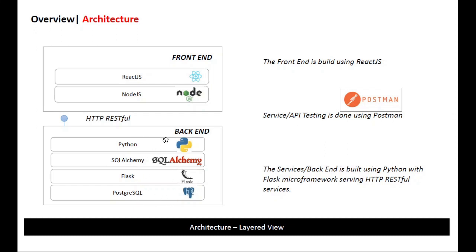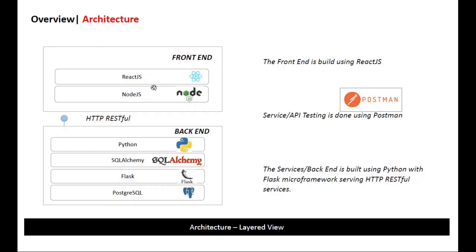The backend uses a stack based on Postgres, Python, Flask, and SQLAlchemy as the object relational mapping. Flask, as you might all be aware, is a micro framework exposing HTTP RESTful services. This is also reflected in the code in the backend using Python, shared in GitHub.